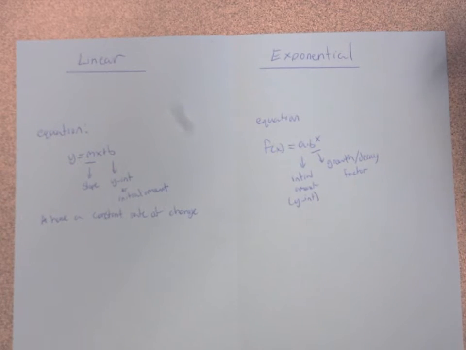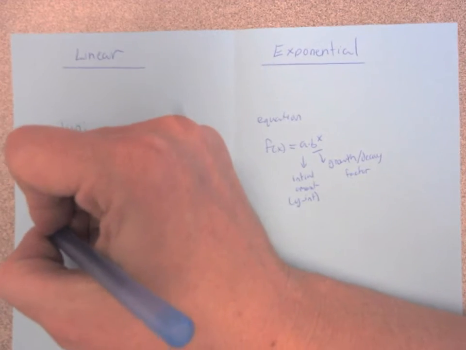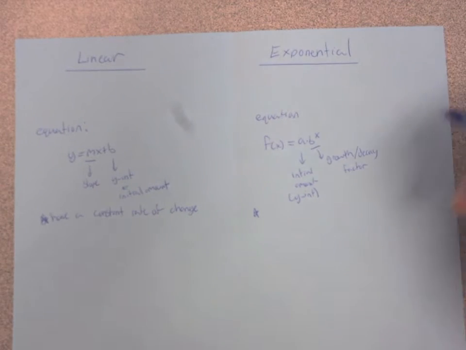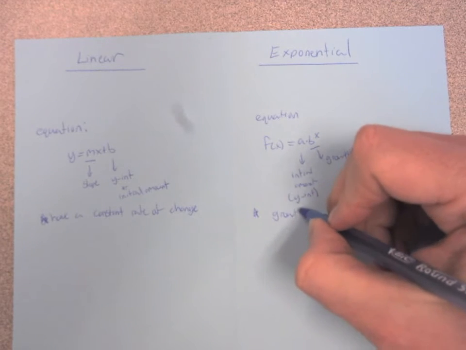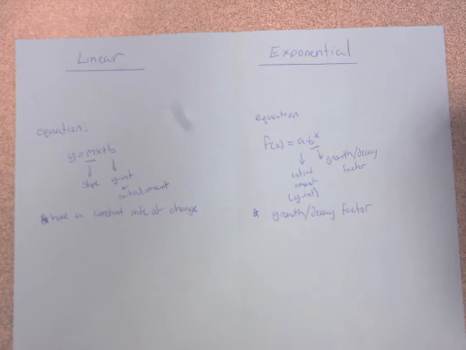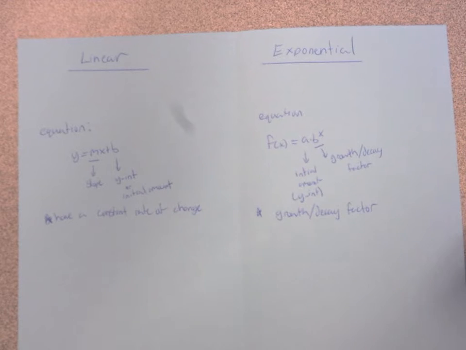So exponential functions do not have a constant rate of change. What they do have is a growth or decay factor. And the difference is a constant rate of change means you're adding or subtracting the same number every single time, whereas a growth or decay factor means you're multiplying by the same number every single time. And I'll point that out a little bit later as we look at some graphs. Okay, so that's the difference in what the functions look like.